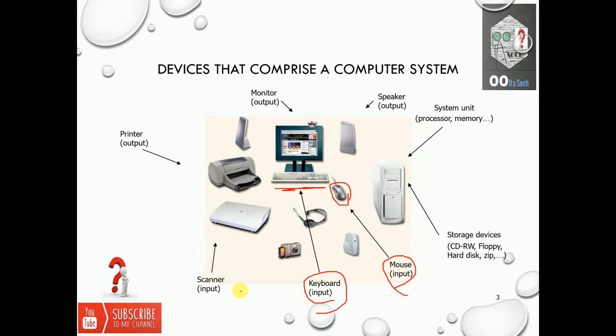Similarly, after this, a scanner. See, in scanner, what we do, we put any document which we need to scan. So through it, we put it into the computer. So that is also input. This is the camera. This is also input because from this we'll take the pictures, right?